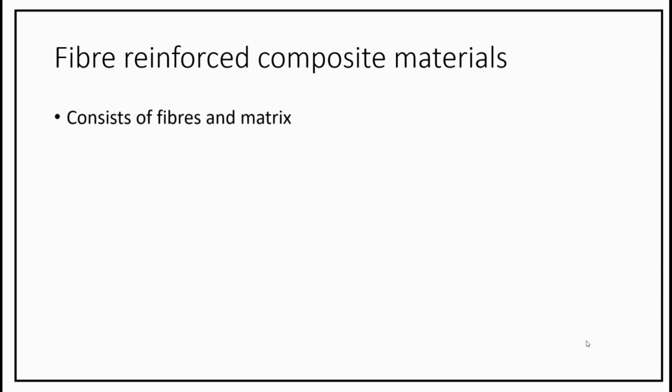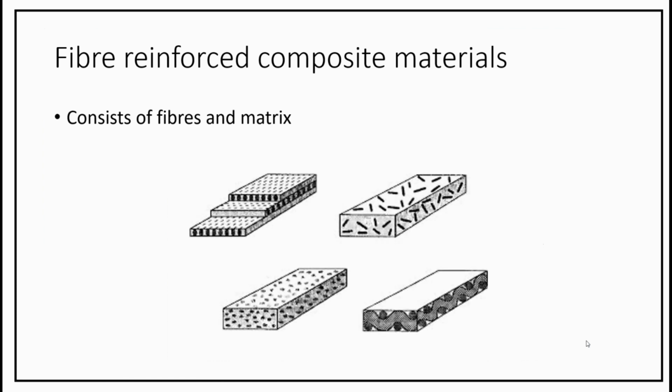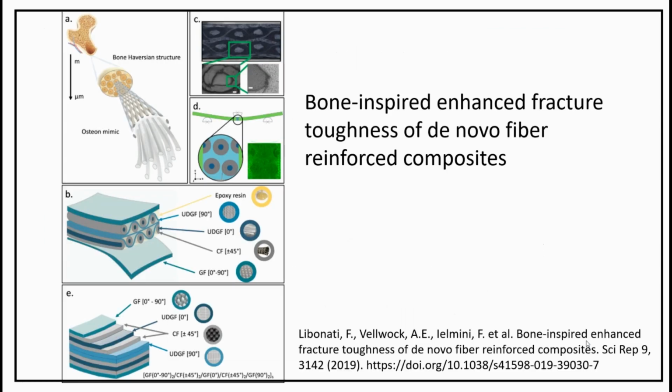Fiber-reinforced composite materials are composite materials which consist of fibers of significant strength and stiffness embedded in a matrix. Both fibers and matrix maintain their physical and chemical properties, but together they perform a function that cannot be done by each constituent separately. An example of fiber-reinforced composite material is this enhanced de novo fiber-reinforced composite. This bioengineered structure was made with inspiration from the naturally occurring design of the bone Haversian structure.